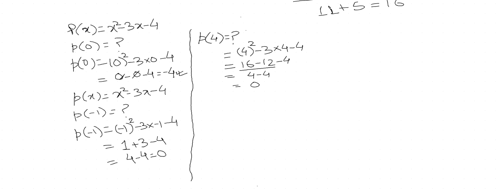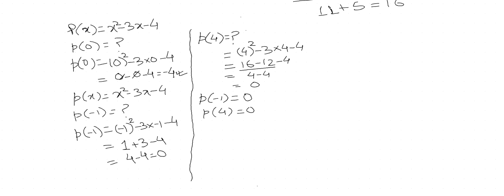Now listen very carefully. I'm going to explain an important concept. When I took P of minus 1, what was the output? 0. When I took P of 4, what was the output? 0. So P of minus 1 and P of 4 both gave the output 0. So minus 1 and 4 are called the zeros of the quadratic polynomial.